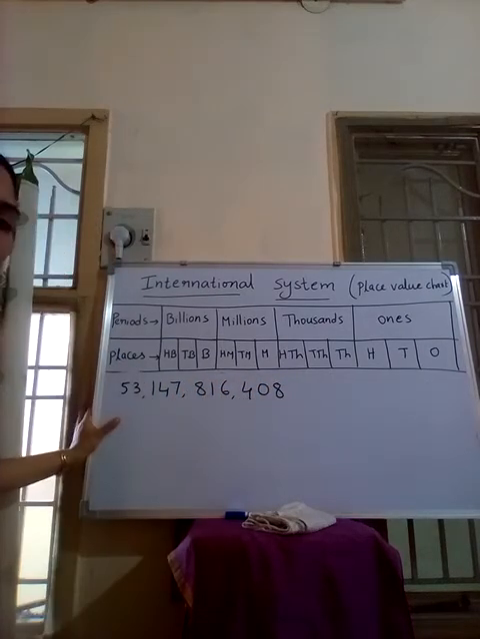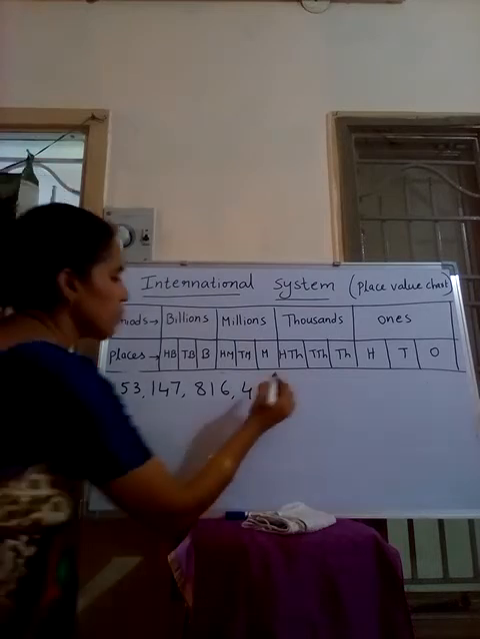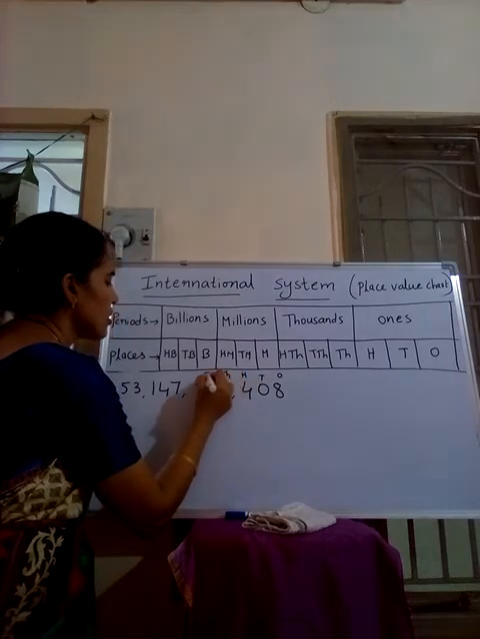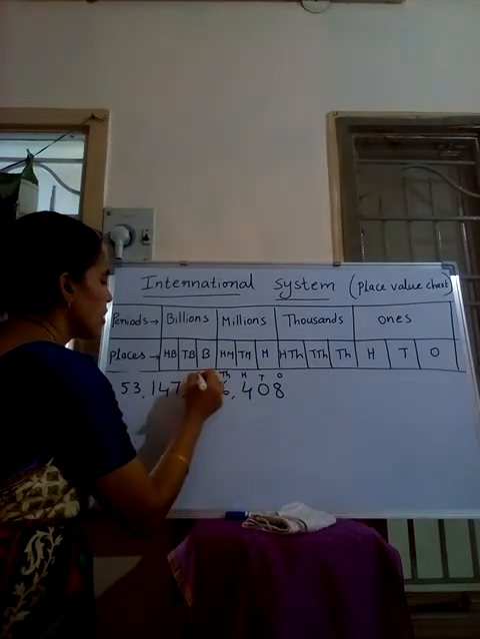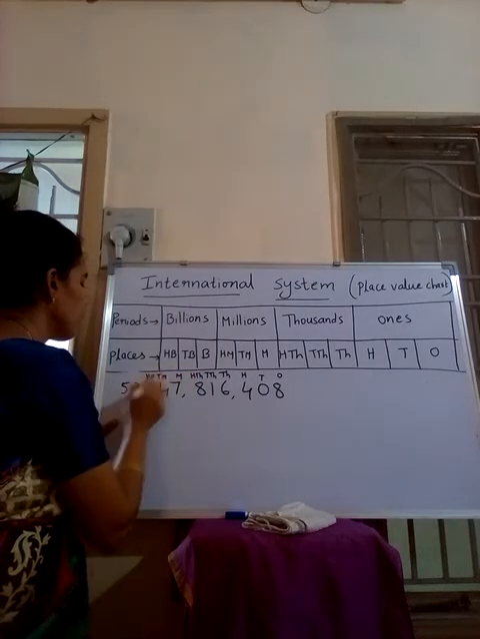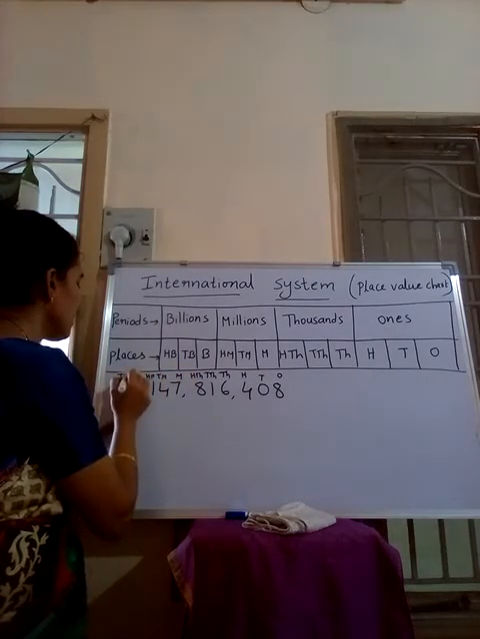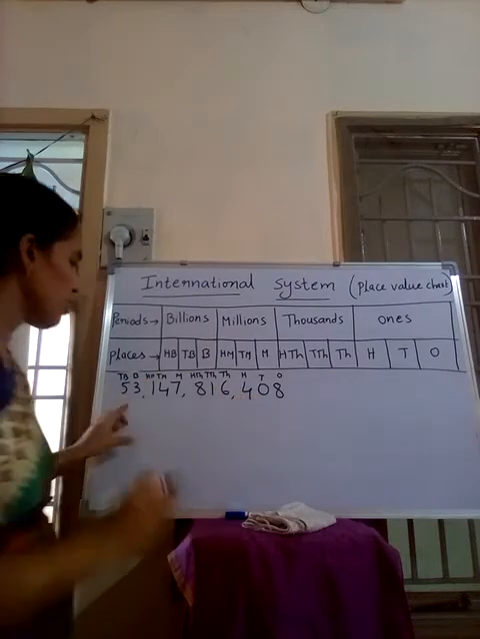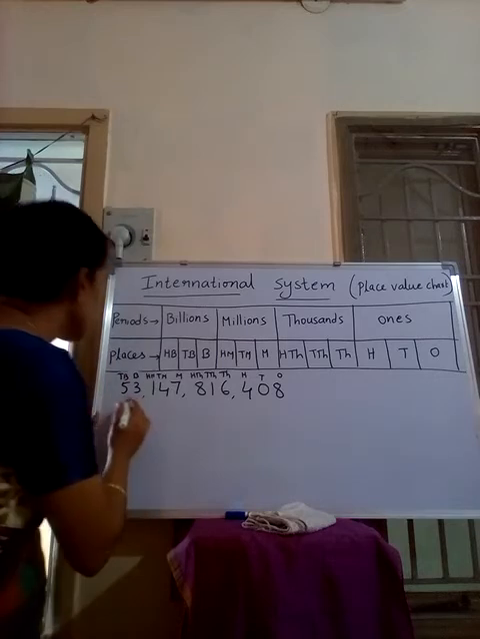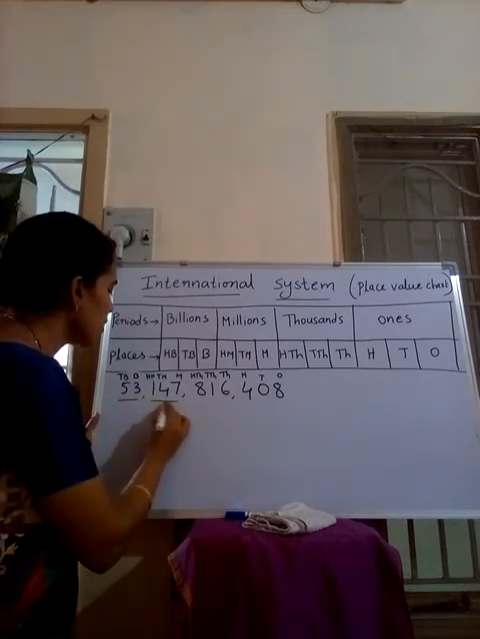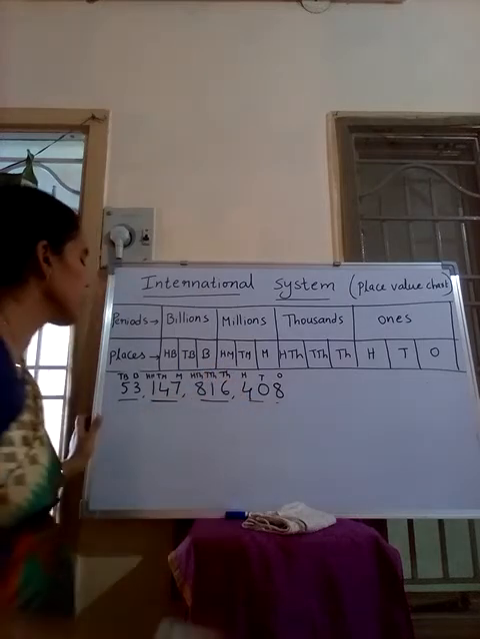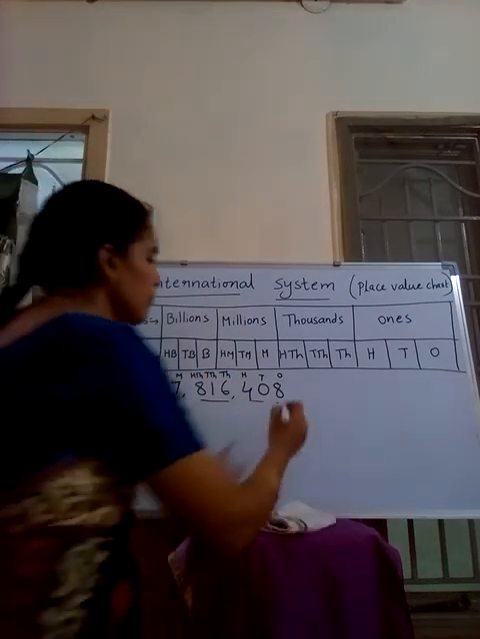Okay, this is the number given. First, to write the number name of this, we should write the places. Ones, tens, hundreds, thousands, 10,000s, 100,000s, million, 10 million, 100 million, billion, 10 billion. Okay, how many billions are there? 53. 53 comes under billions. 53 billion, 147 million, 816,408. 53 billion. What is the number name?